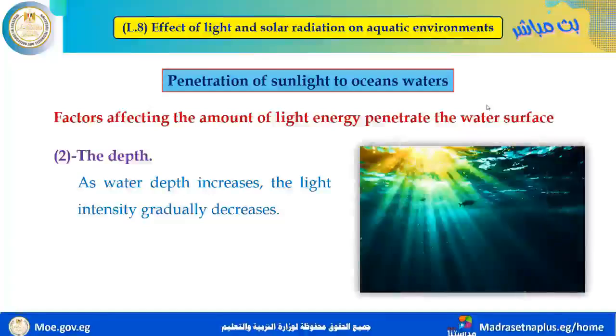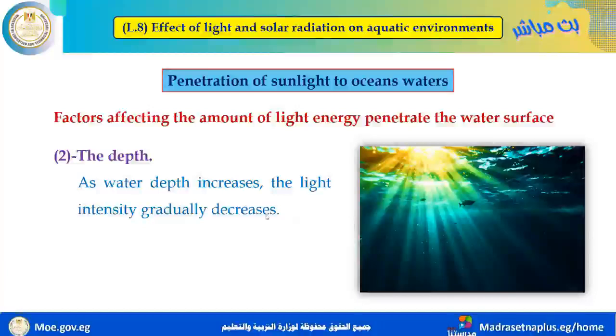Look to this picture, which represents the sunlight which penetrates the surface of the water in the ocean or the seas. At the surface, the sunlight can penetrate and it is bright light. But when you go down deeper, the intensity of the light decreases till it approximately disappears in this area. So the depth affects the intensity of the light in the water. As you go deeper in the ocean or the seas, the intensity of the light decreases.